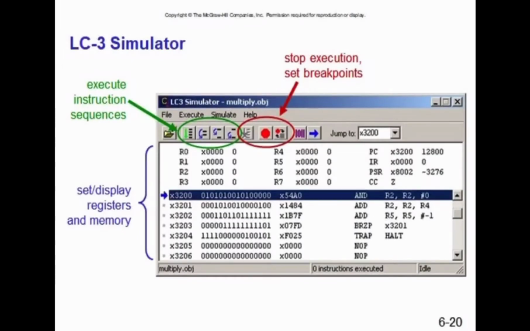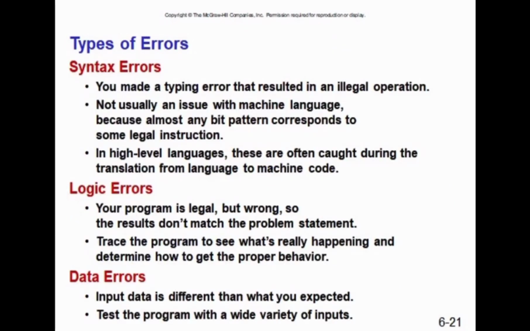In slide 20, it shows how the LC-3 simulator begins. The execute instruction sequence button, and then the stop execution and set breakpoints button, and then the display or set registers and memories. And then slide 21, there are 3 types of errors.